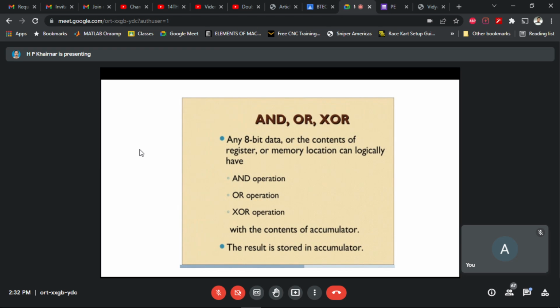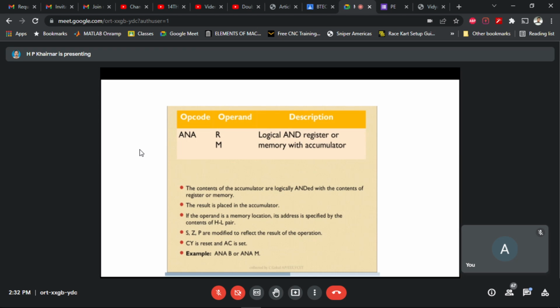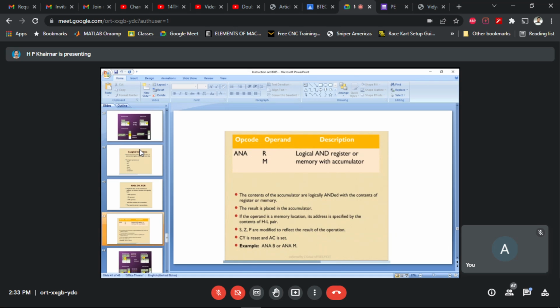Now, what is this logical instance? What you are actually going to calculate with that? It means any 8-bit data or the contents of a register or memory location can logically have an AND operation or OR operation. How to do that? And again, the result is stored in the accumulator. Now, the example they are taking over there, just go through that example.